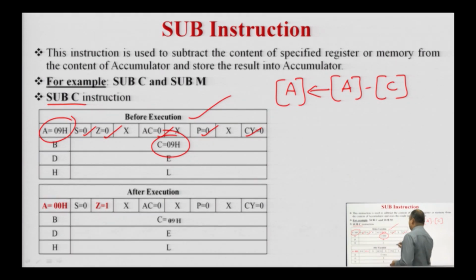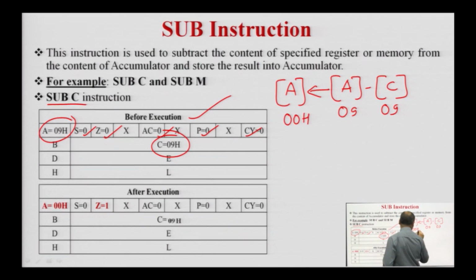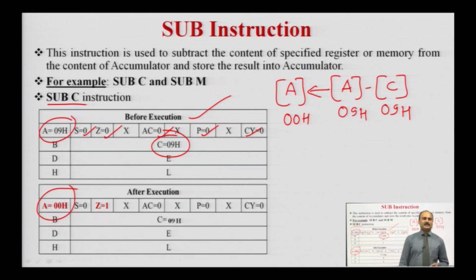So, the content of the C register is 09 and the content of the accumulator is again 09. If we subtract these two numbers, which are the same, the result becomes 00H, which is stored into the accumulator. So, after the execution of this instruction, the result is stored into the accumulator. So, accumulator is equal to 00H.